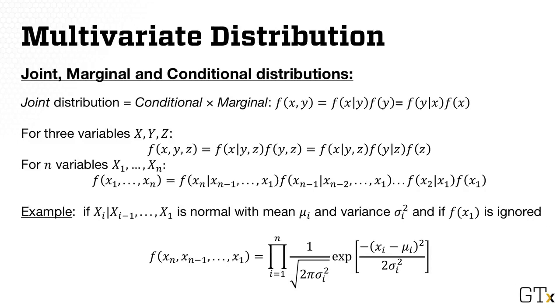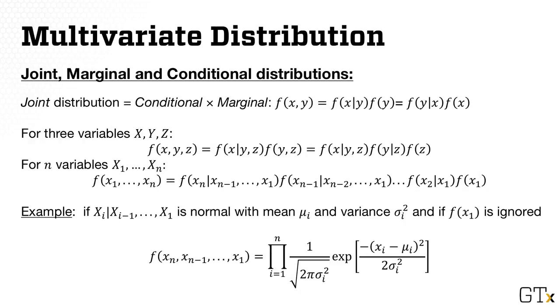It's important to note that if x and y are independent, then the conditional distribution of x given y is the marginal distribution of x, and the conditional distribution of y given x is the marginal of y. Thus, when we have independence, the joint distribution is going to be the product of the marginal distributions.